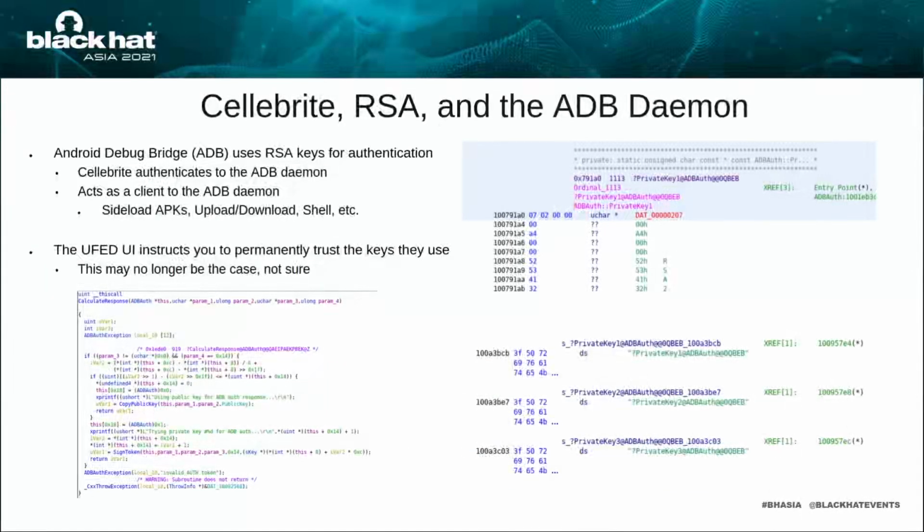One of the biggest issues I found relates to ADB. Some of the available extractions will rely on the Android Debug Bridge. Forensic tools will often use ADB to sideload their tools or download information from the target device. At least when I was working on this research, the Cellebrite devices instructed the user to permanently accept the RSA keys on the devices being extracted. That may or may not still be the case, I'm not sure. I found the private keys used for their ADB authentication were hard-coded within DLLs. Here on the right-hand side, you can see the location of these keys and their cross-references.